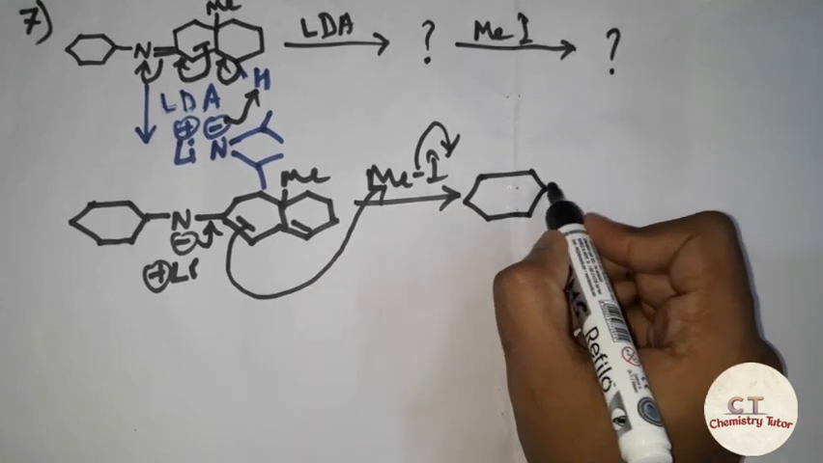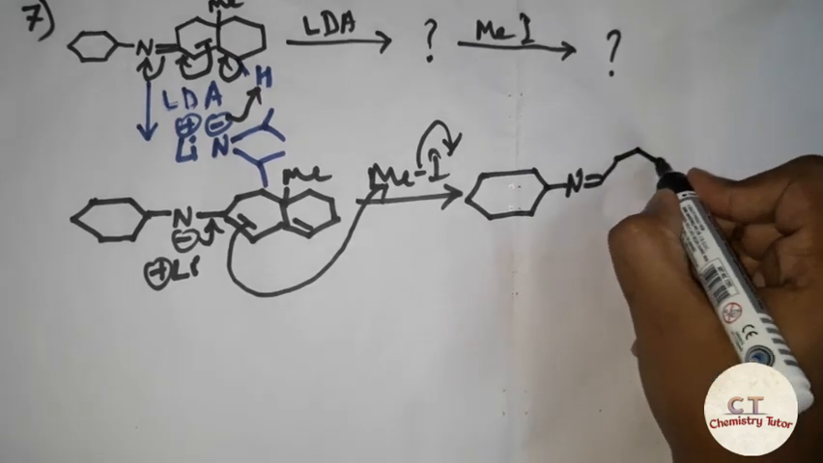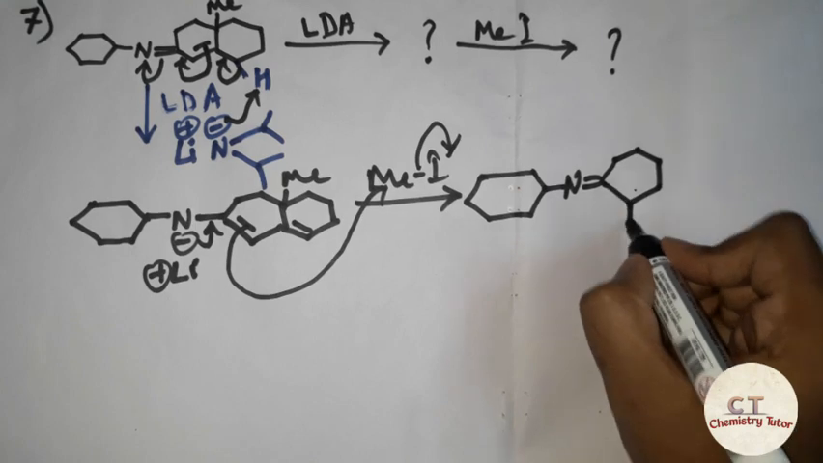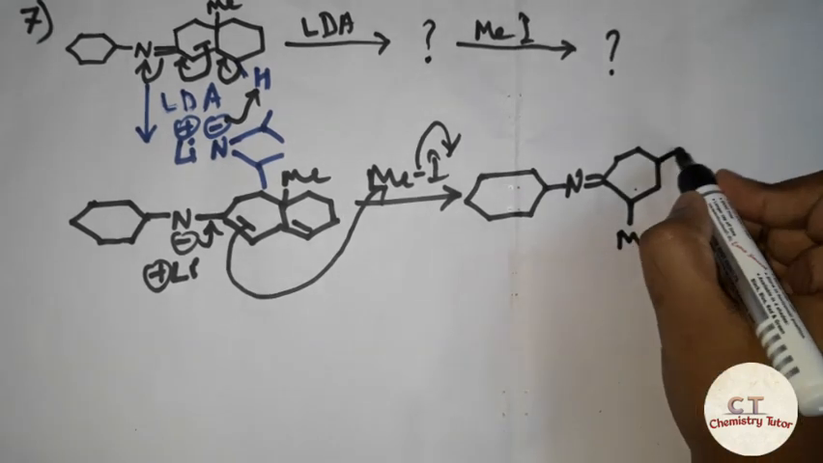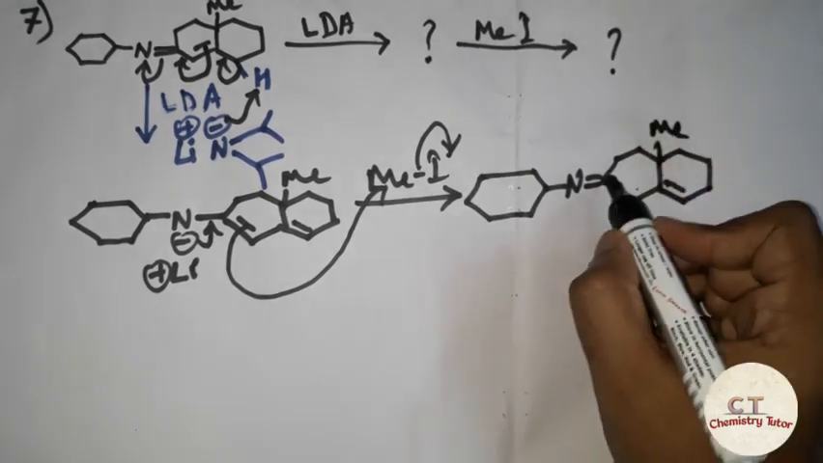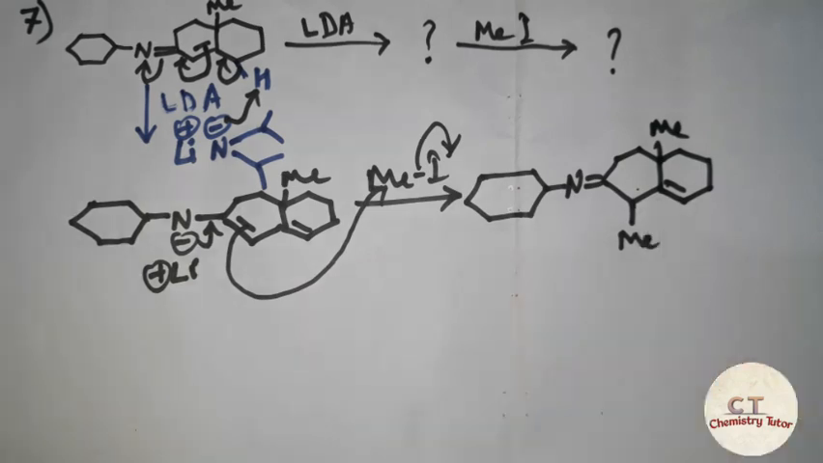So the final product of this reaction is, here there will be methyl formation, one, two, three, four, five, six. Yeah. So this will be the final product of this reaction.